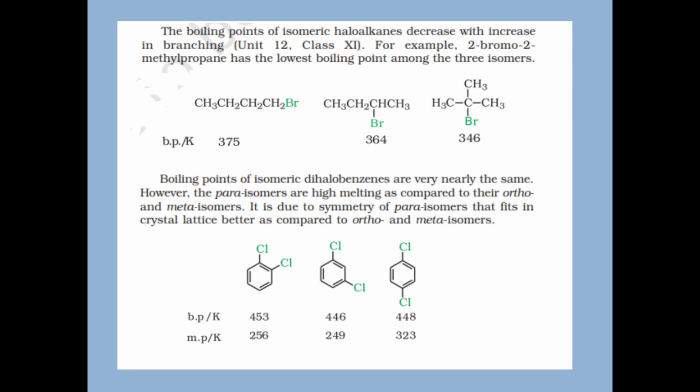However, the para-isomers have high melting points. Para-isomers have high melting points as compared to the ortho and meta isomers. It is due to the symmetry of the para-isomer, which fits in the crystal lattice better as compared to the ortho and meta isomers. The para-isomer has the highest melting point due to the symmetry.